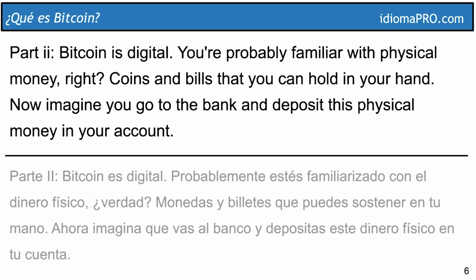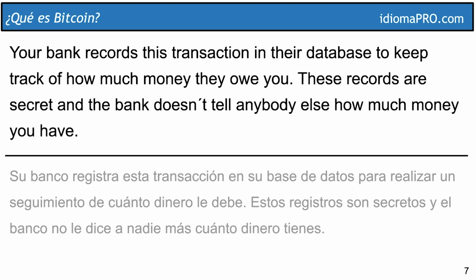Part 2. Bitcoin is digital. You're probably familiar with physical money, right? Coins and bills that you can hold in your hand. Now imagine you go to the bank and deposit this physical money in your account. Your bank records this transaction in their database to keep track of how much money they owe you.